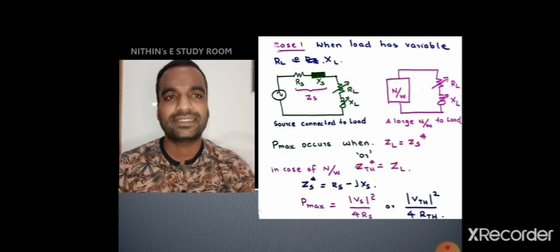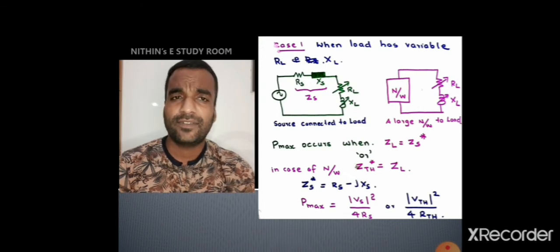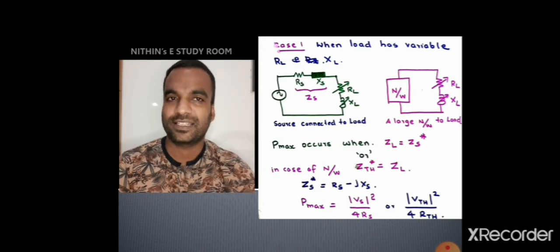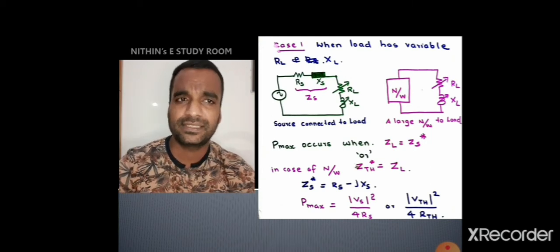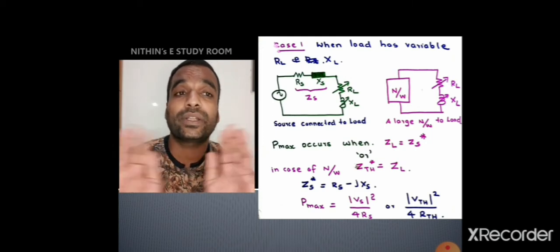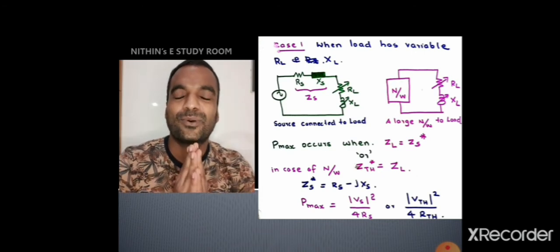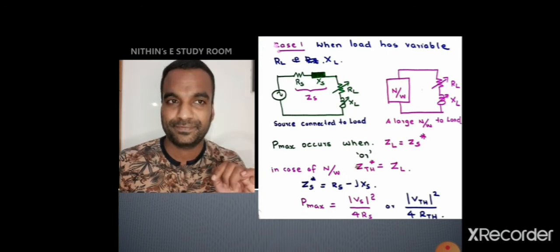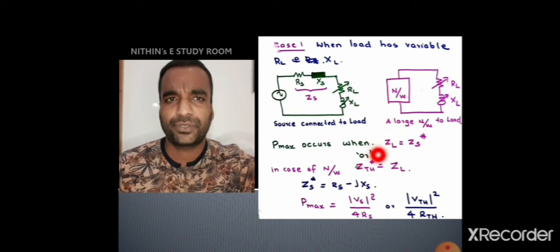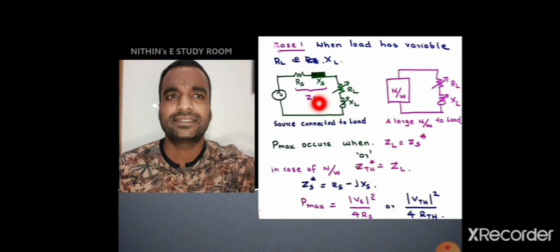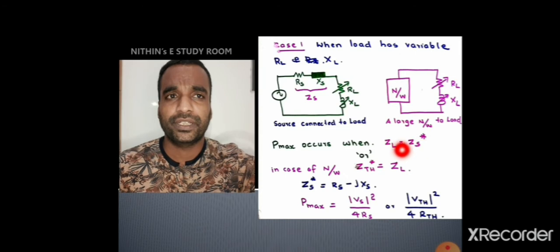So for Pmax in such a case, what was the condition in DC? R load should be equal to R Thevenin. In AC, if both the components are variables, then Z load is not equal to Z Thevenin. Z load is equal to Z Thevenin conjugate. Or in case of a single source and single load circuit like this, you can say ZL should be equal to ZS conjugate.